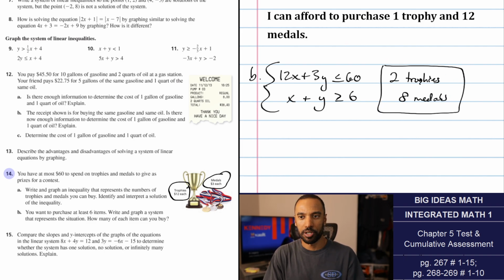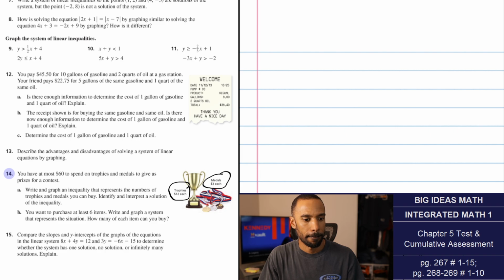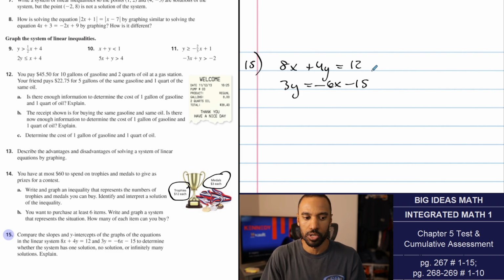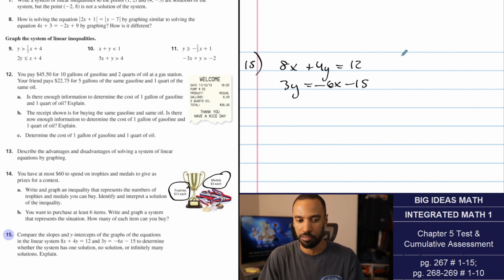Last one on the chapter tests. Number 15. Compare the slopes and y-intercepts of the graphs of the equations of the linear system. In the linear system, 8x plus 4y equals 12 and 3y equals negative 6x minus 15, to determine whether the system has one solution, no solution, or infinitely many solutions.